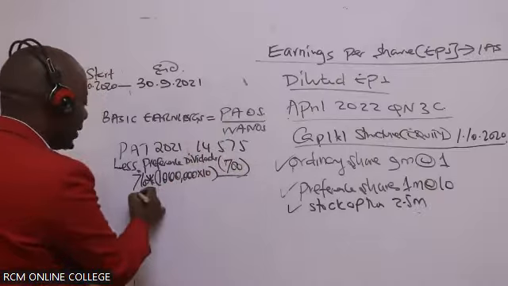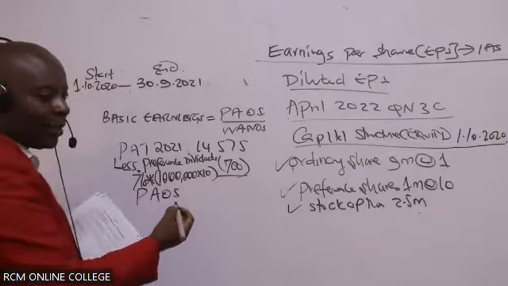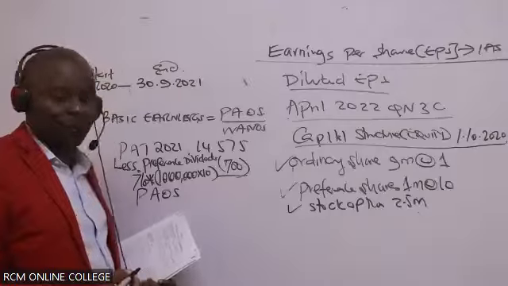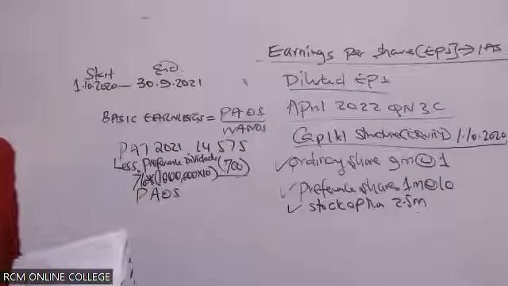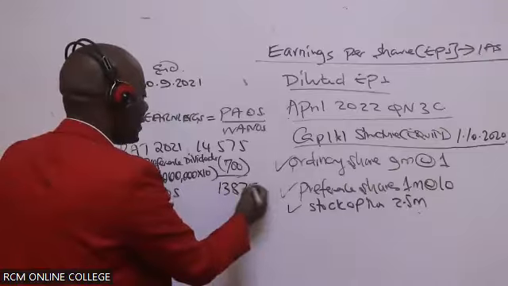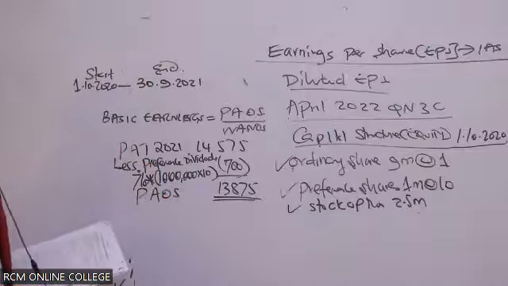So in this case, the profit attributable to ordinary shareholders is 13,875. And this is so nice. 13,875.